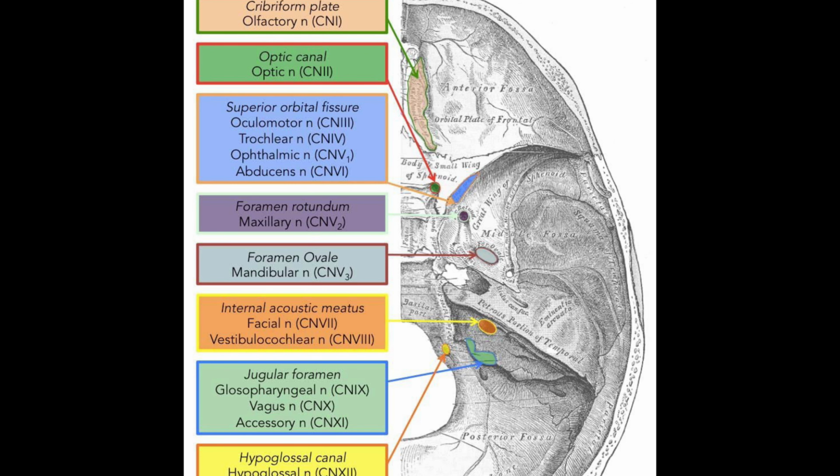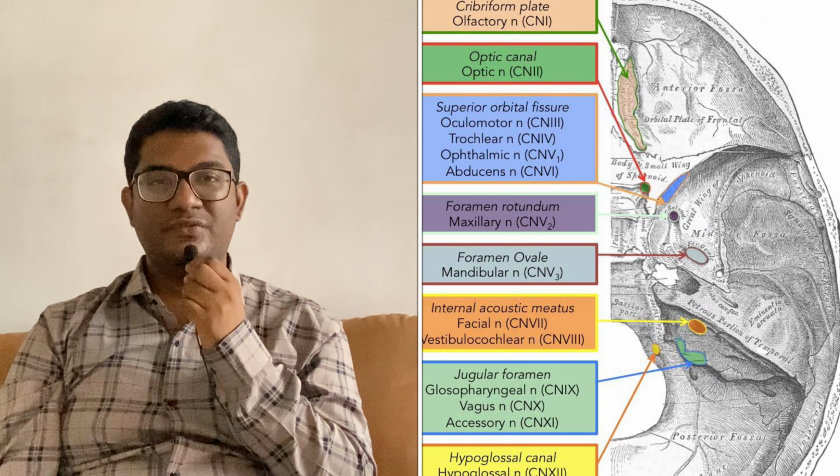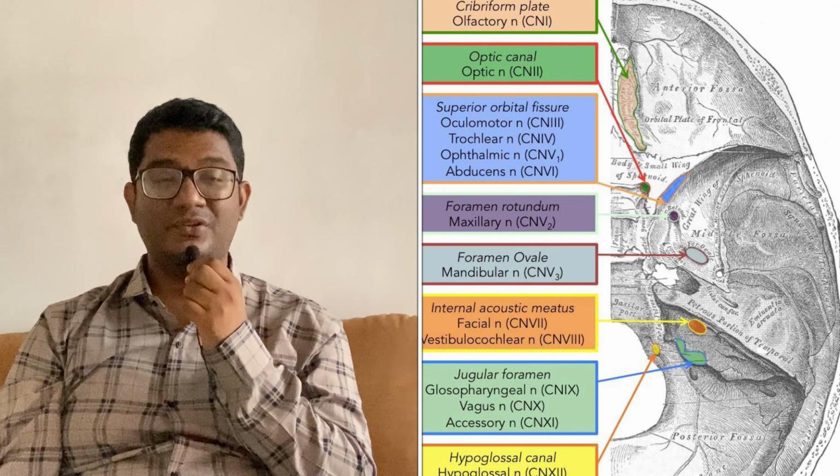Next up, we have the other 2 divisions of the trigeminal nerve, maxillary division and mandibular division. The maxillary division enters the skull through the foramen rotundum. In foramen ovale, we have the male structures. This is a very popular acronym. M standing for mandibular division of trigeminal nerve, A for accessory meningeal artery, L for lesser superficial petrosal nerve, and we have the E for emissary vein.